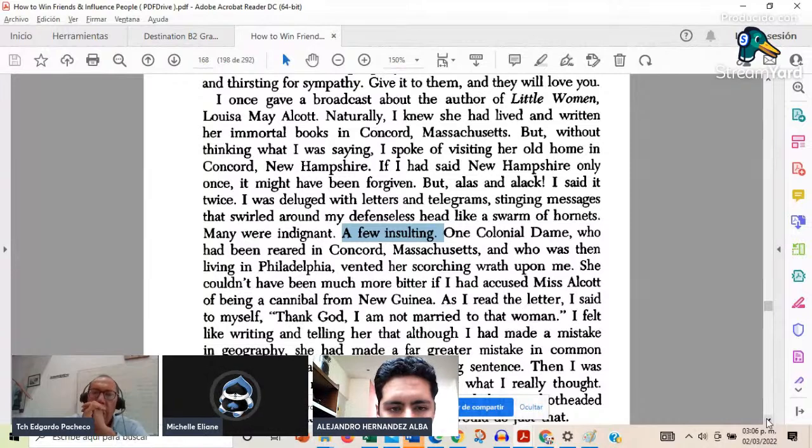What does that mean, alas and alack? It's an interjection, an expression like, well, what the heck? Okay. I said it twice.